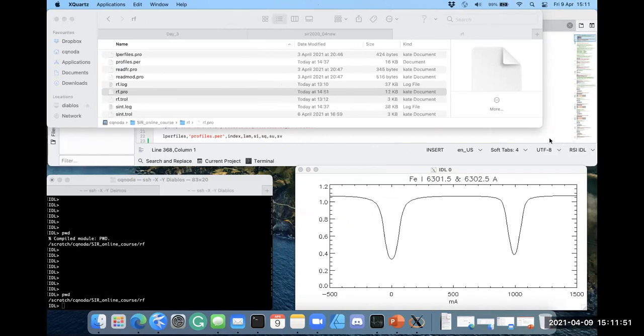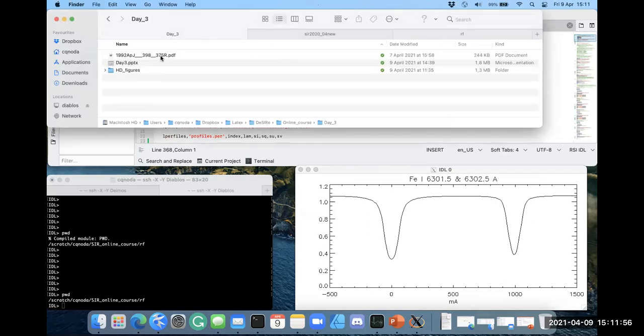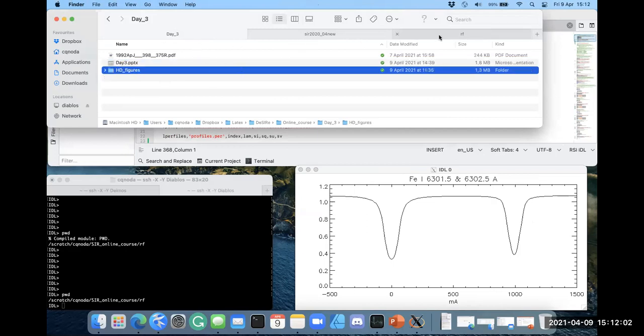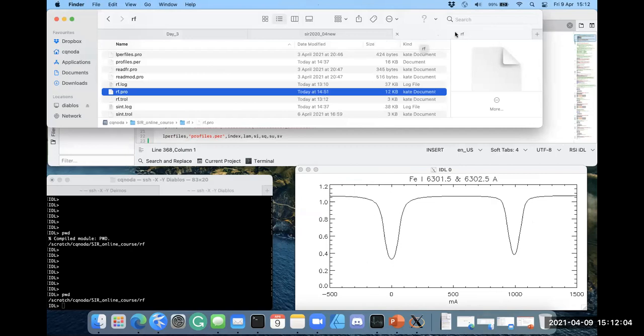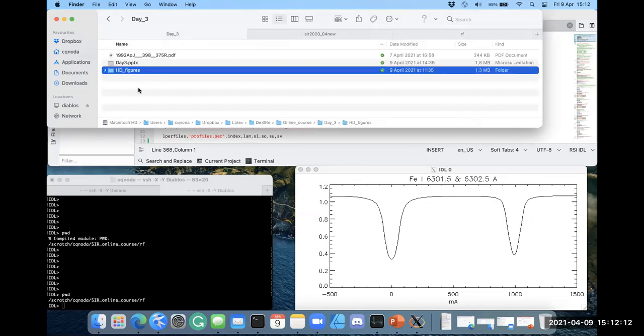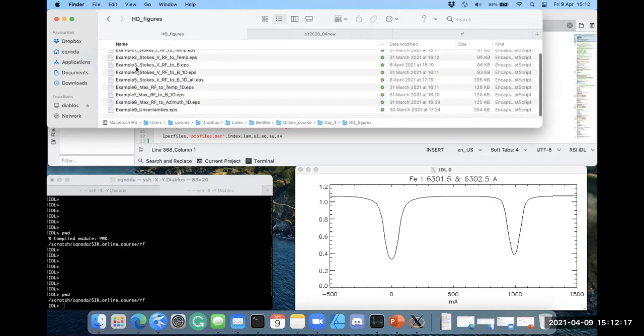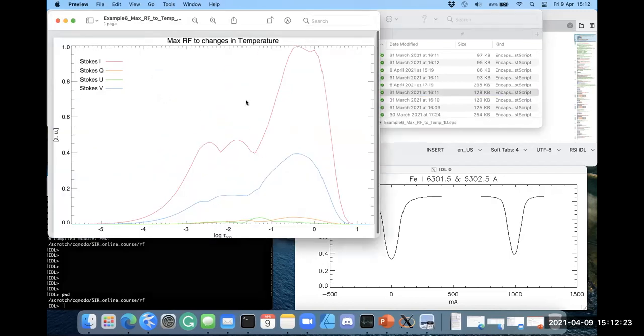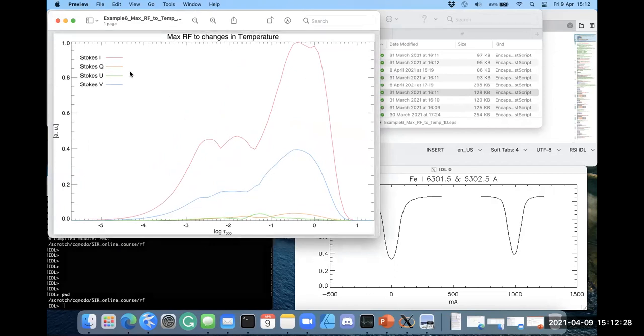Okay. So I will put in day 3. So here you have the paper. This is the presentation I'm giving, and this is a folder with figures. So later on, I will put this folder that is called RF, or response functions. And here you have everything that we will cover today. I will make a lot of plots today, but I also made them in what I called high definition. So you have here several plots, and you can open them, and they are in EPS format. So they are nicer than the ones I will show you.